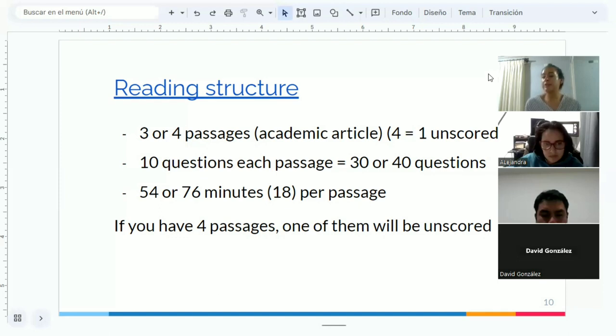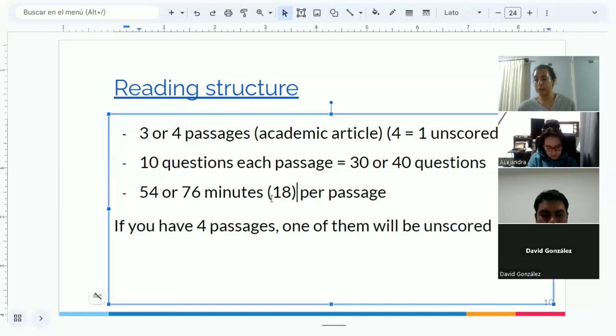Now, as for the time, this is also interesting and not so ideal. What will happen is you don't have separate timers per passage. That means that you have only one timer for the entire reading section. You will have either 54 minutes or 76 minutes, depending on the number of passages you have. If you have 3, you get 54, and if you have 4, you get 76. All right? Now, that means that you would have 18 minutes per passage.